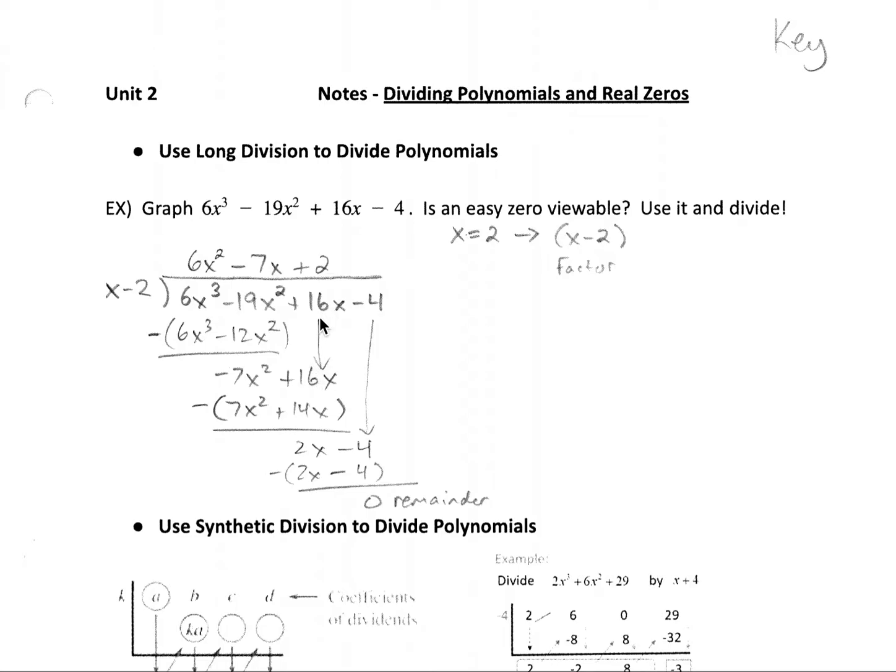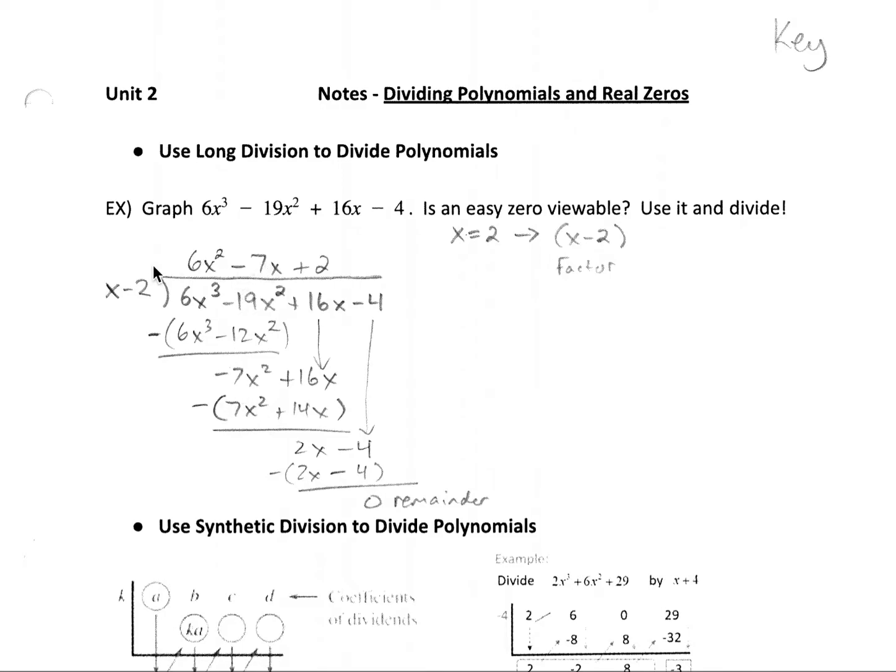Let's drop the next term down, so drop 16x. And now go back to playing the same game. How many times does x go into negative 7x squared? Or x times what is negative 7x squared? Hopefully you think negative 7x, because when I multiply that, I get negative 7x squared. That should be negative right there. Sorry, that's a little typo.